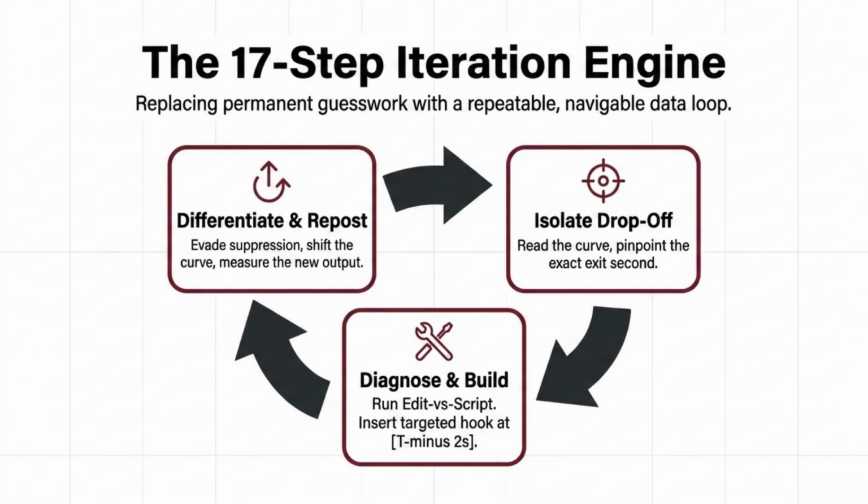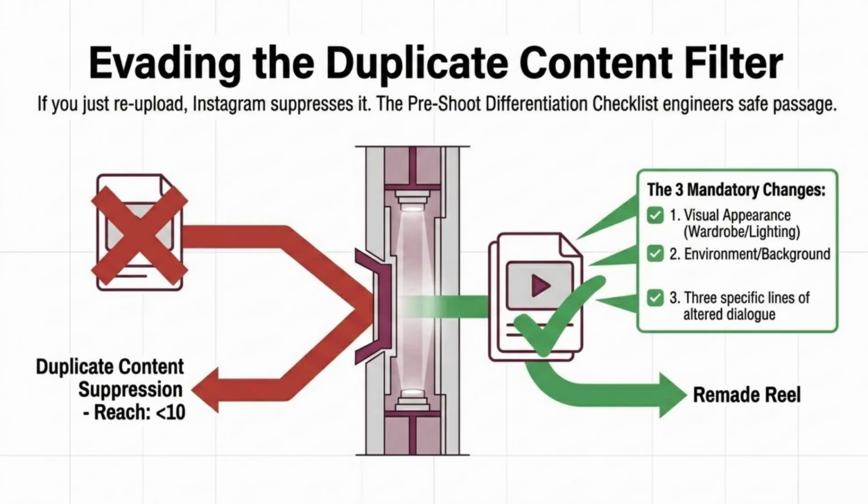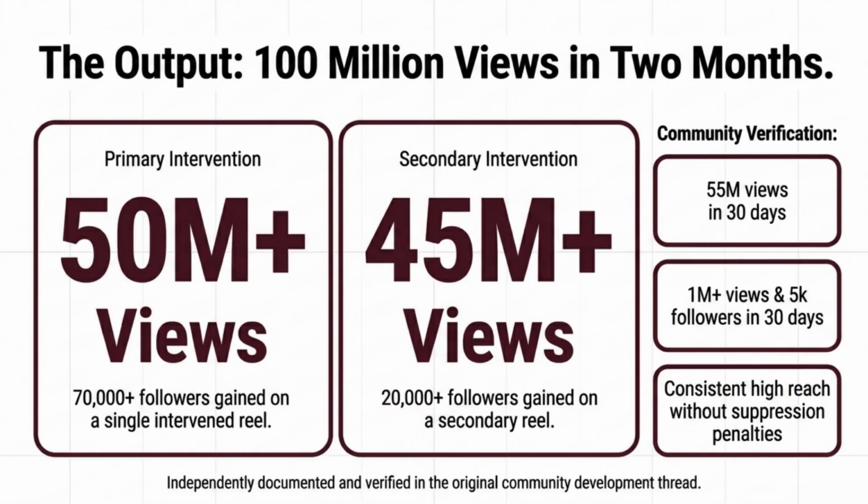Before you touch an edit, you run a diagnosis. A sharp cliff in the middle of the reel is an editing problem. A gradual fade from the start is a script problem. These are completely different failures with completely different fixes. Once the diagnosis is confirmed, you build a targeted hook, placed 1 to 2 seconds before the drop, in a remade version of the reel that evades Instagram's duplicate content filter. Then you repost and read the new graph. That is the loop. This method was documented publicly.